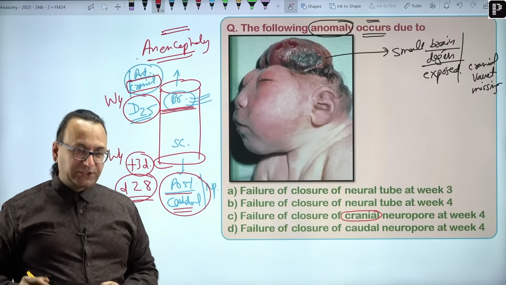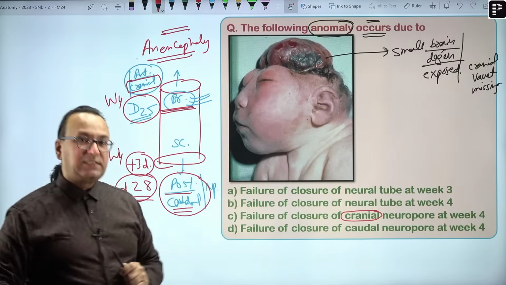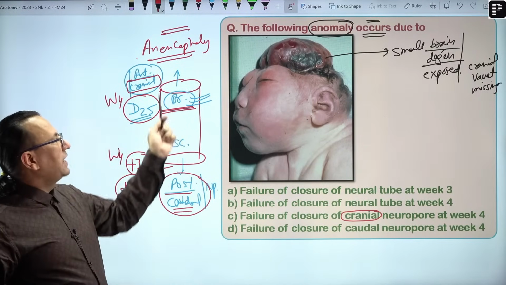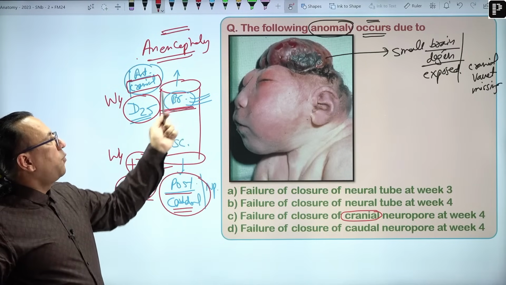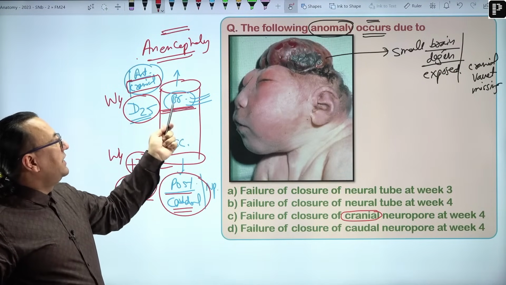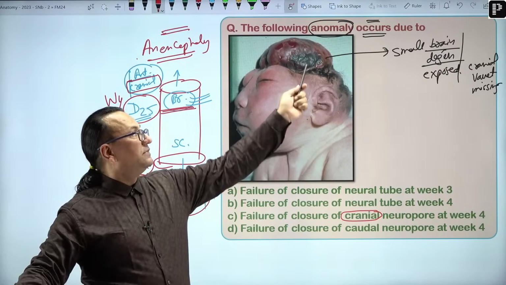Now the problem is, as you see in this case, the anterior or cranial neuropore has not closed properly. So it is an open neural tube defect, and that leads to what is called anencephaly.